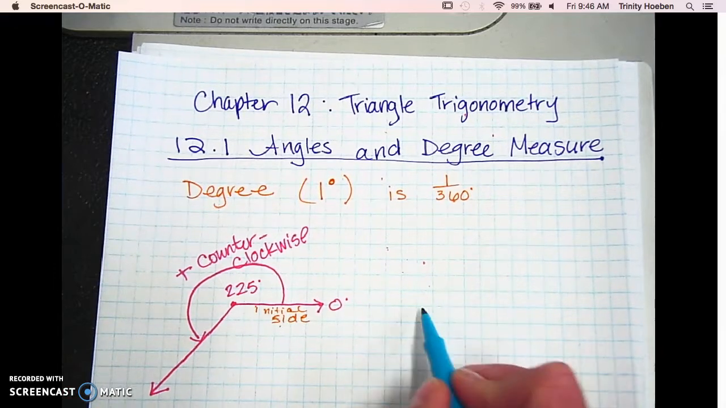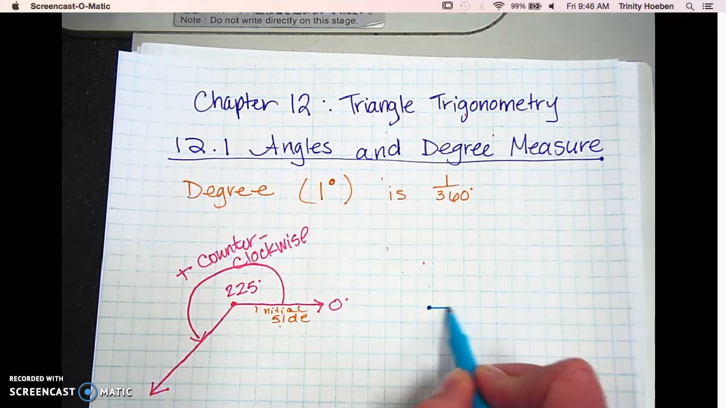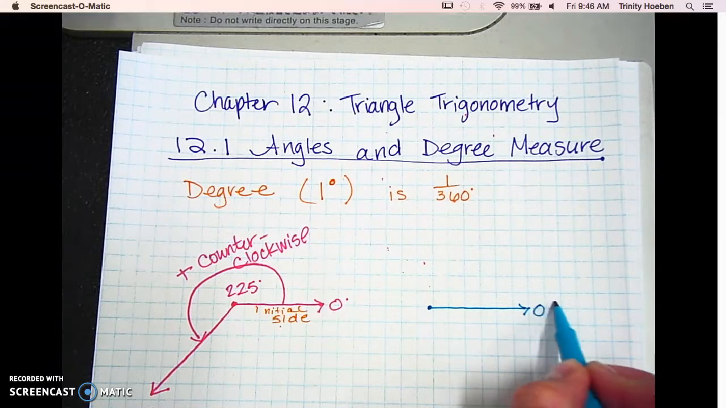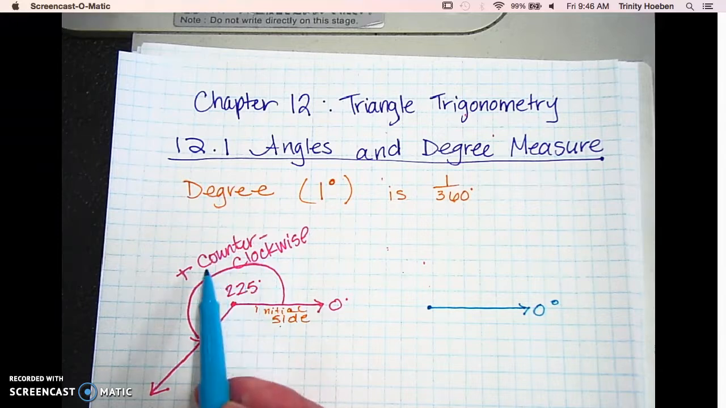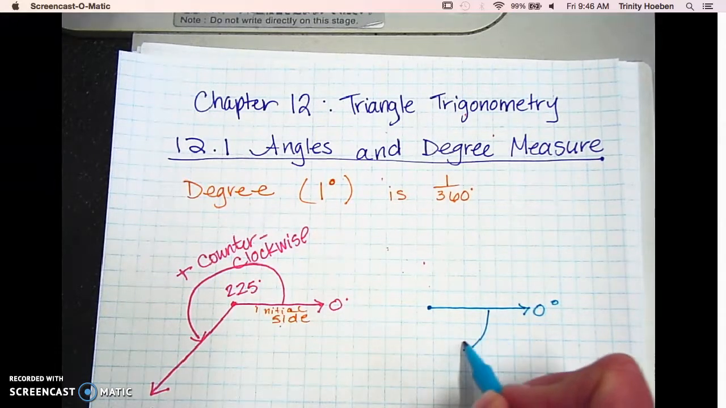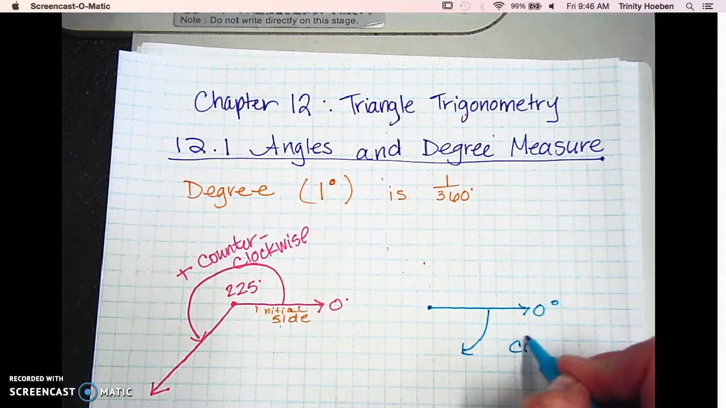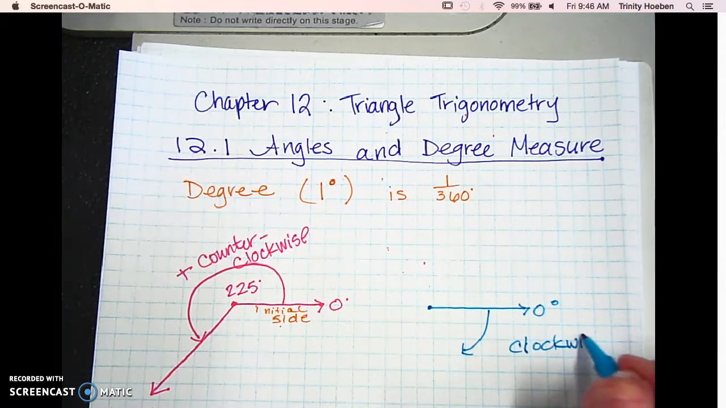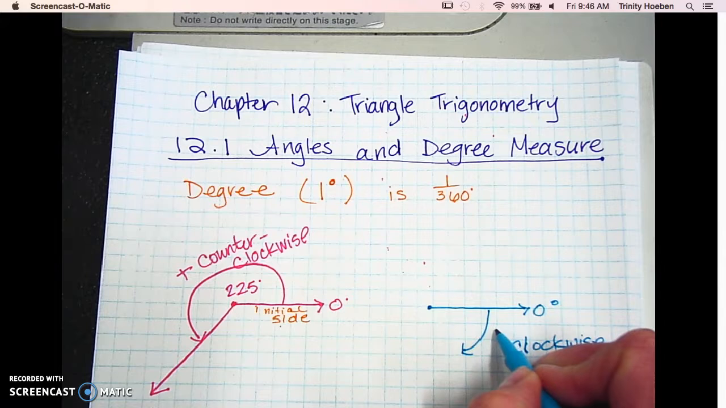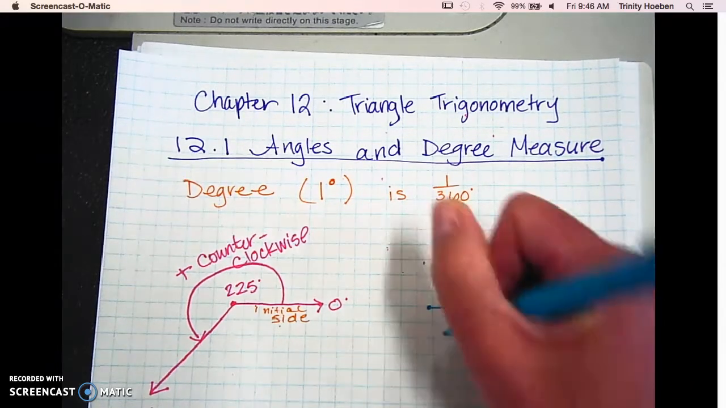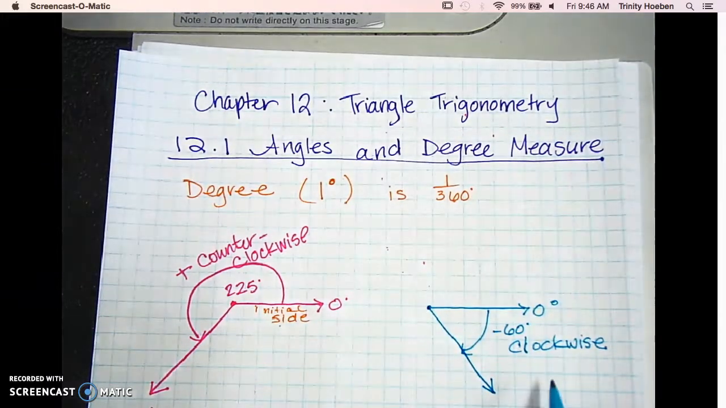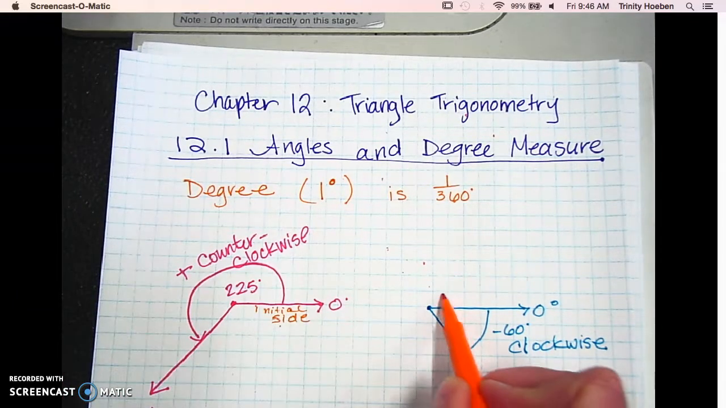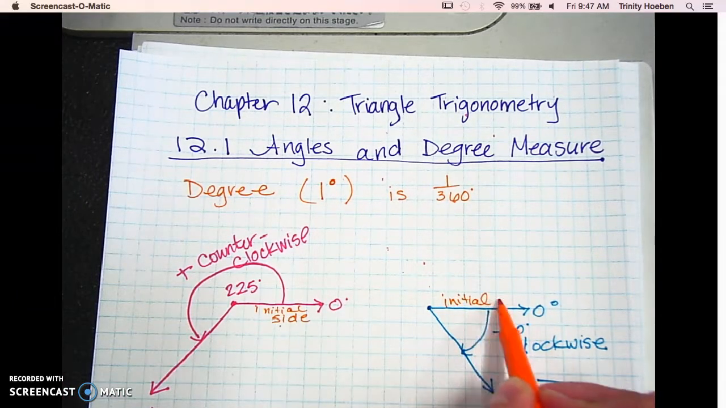You can have an angle that has an initial side starting at 0 right here, but instead of rotating counterclockwise, we're going to go clockwise. And if you go clockwise, you're going to have negative 60 degrees. The angle is going to look like that. It's going to end up negative instead of positive. The initial side is still the same. Initial side is still right here.